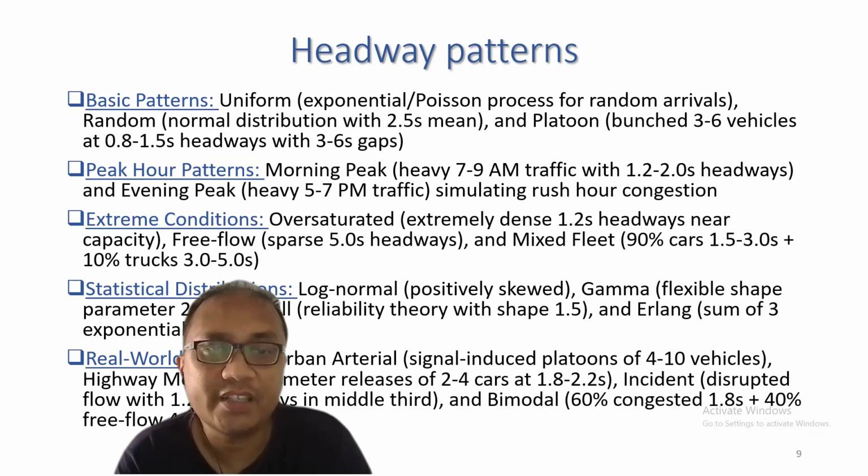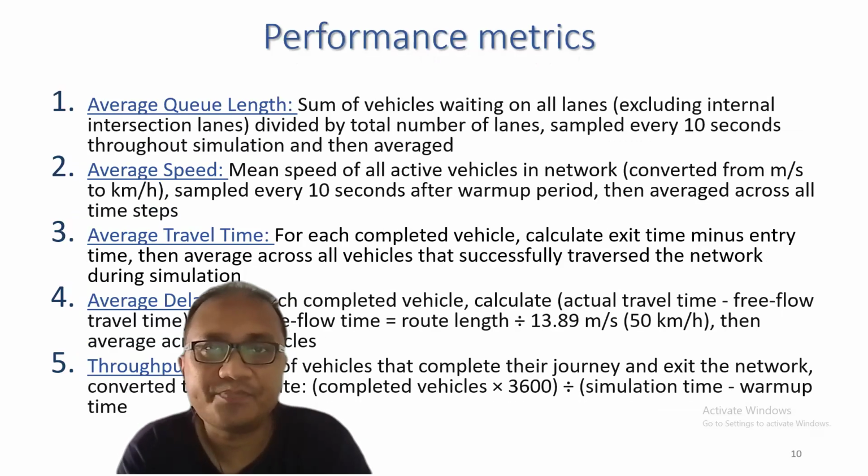And for real world patterns, urban arterial, highway, and incident, which disturb the flow by 1.2 second headway in the middle third, as provided, or bimodal distribution is provided. And all 16 headway traffic patterns are generated using tracing.